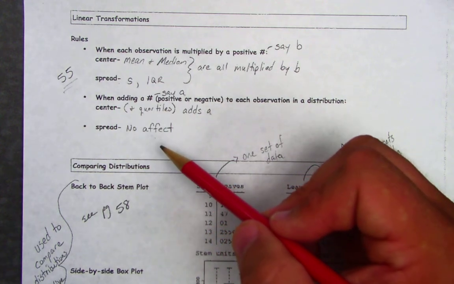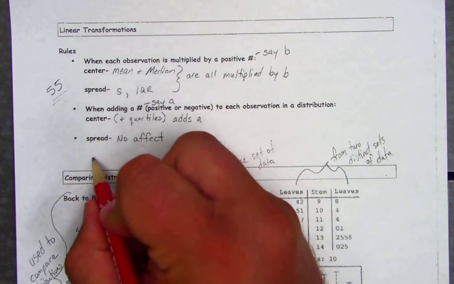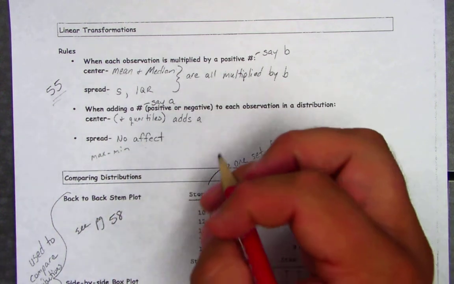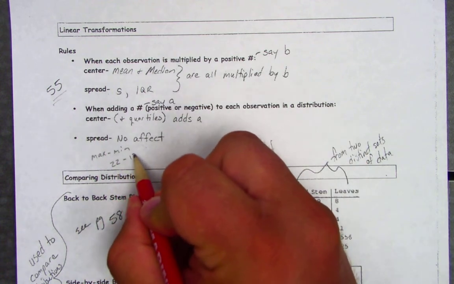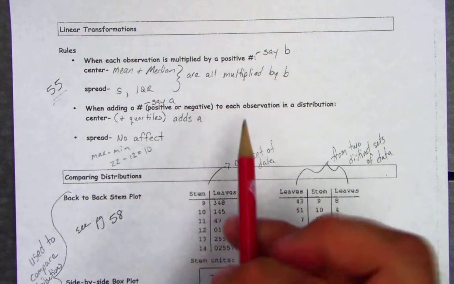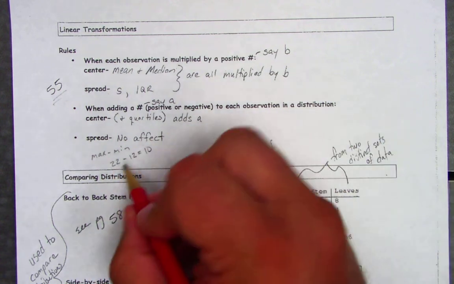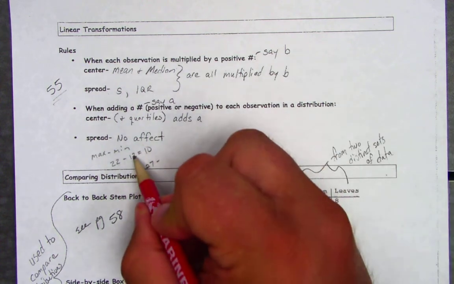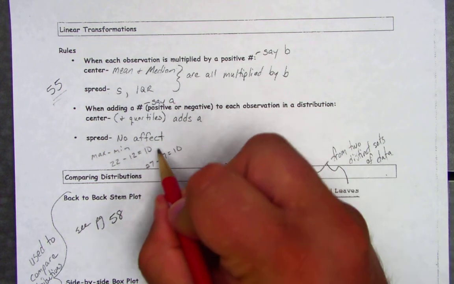I mean, you can look at it one of two ways. Let's say we're looking at spread, like maximum minus minimum. Let's say the maximum of the original set was 22, and the minimum was 12. So that spread would be 10. Okay, now let's say we added a positive number to every number in the set. Let's say we added 5. So the new maximum would be 27. What would the new minimum be? The new minimum would be 17. What's the spread there? Still 10.